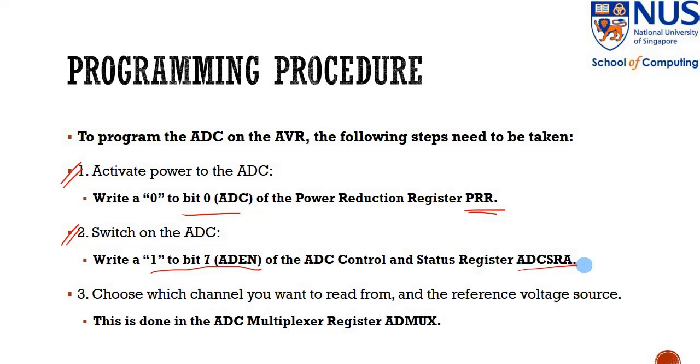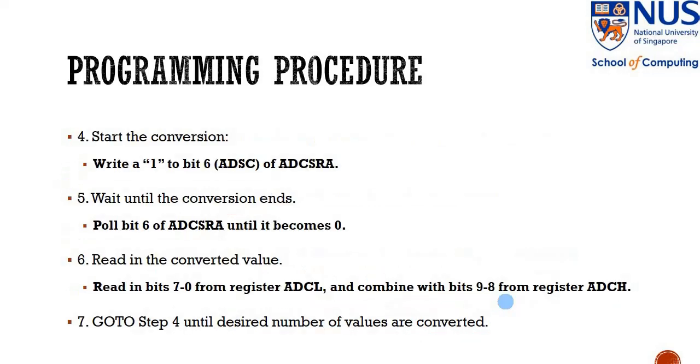Once you enable the ADC, you want to select two things. One is the channel, and the other is the reference voltage. The channel, as we said, for the controller on the Uno board, we have 6 channels. So we want to select which channel we are going to read the analog signal from, and the reference voltage. That is inside the ADMUX register. Once all of those are configured, we will be able to start the conversion.